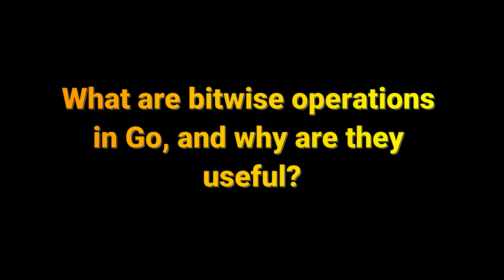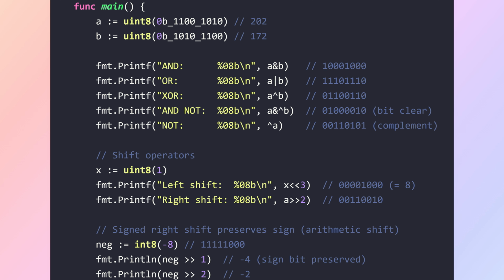Question: What are bitwise operations in Go, and why are they useful? Bitwise operations work directly on bits of numbers. In Go, you can use AND to keep only bits that are 1 in both numbers, OR to keep bits that are 1 in either number, and XOR to keep bits that are different. NOT flips all bits, turning 1 into 0 and 0 into 1. And NOT is used to clear specific bits.